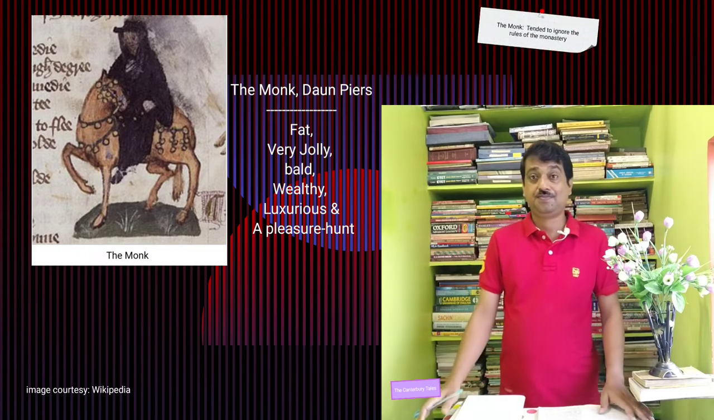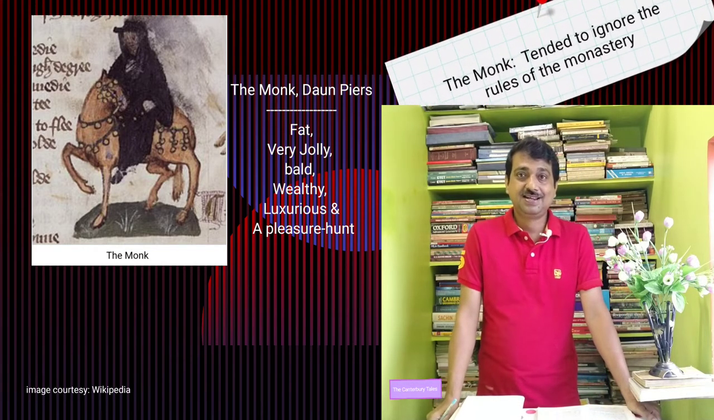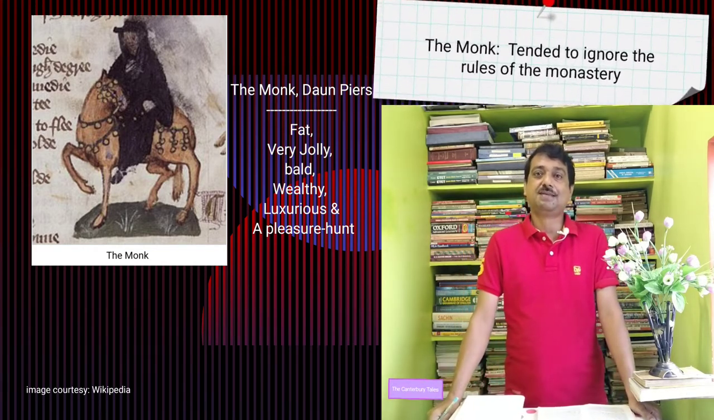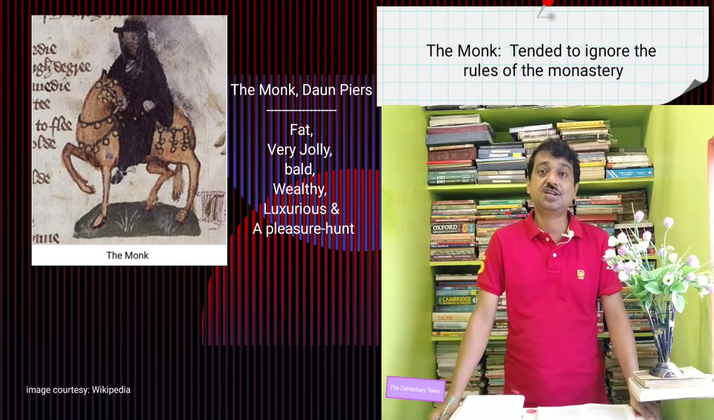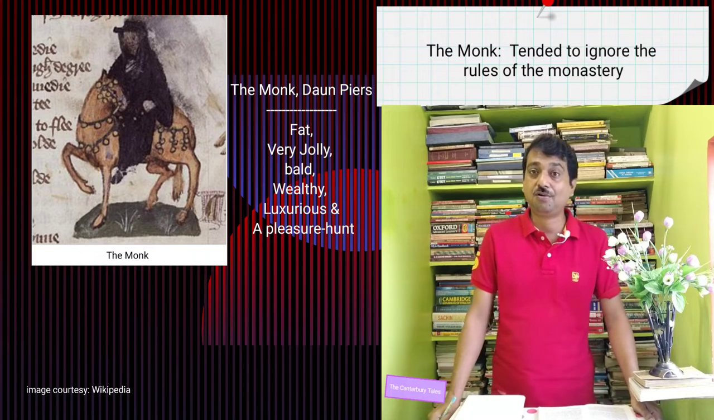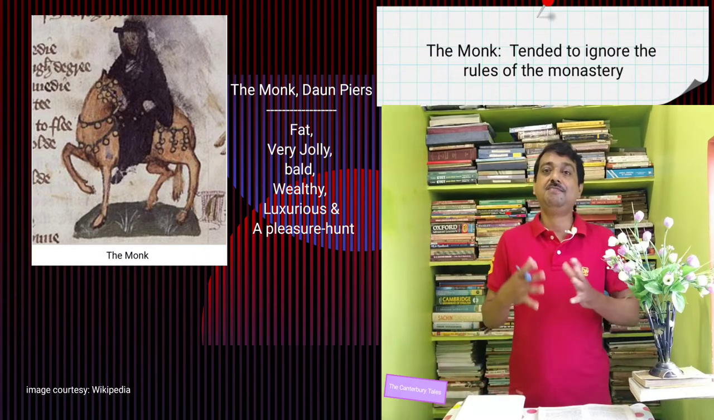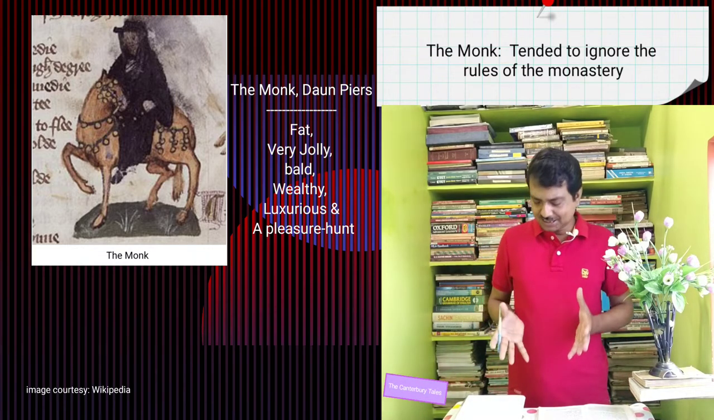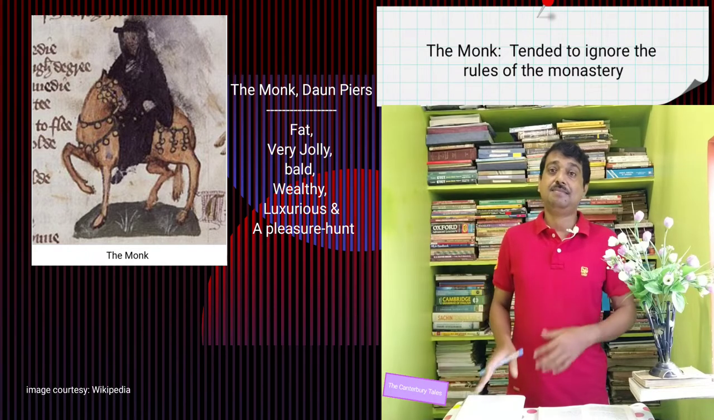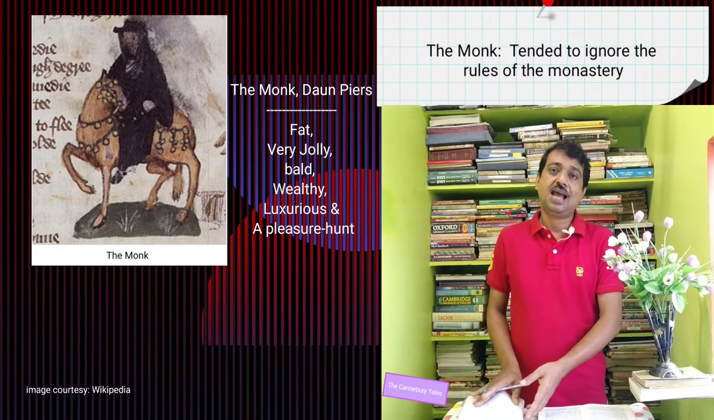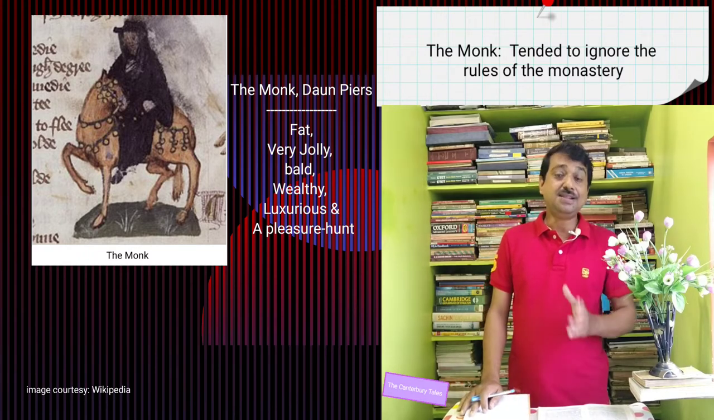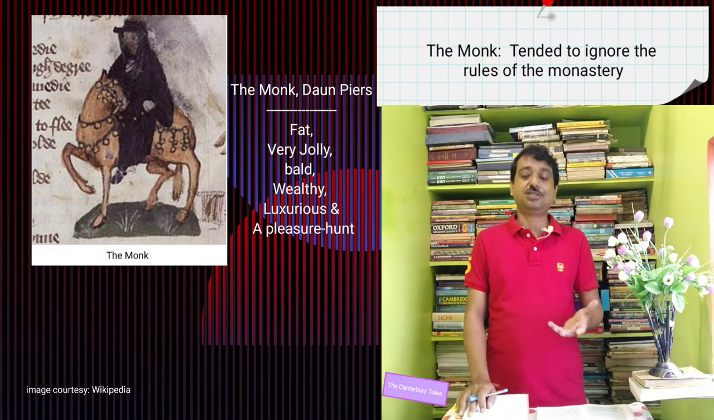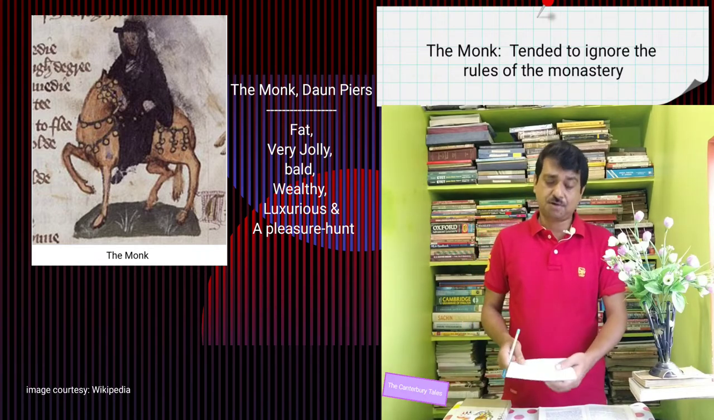The monk, a town pirate, dressed in fine clothes, some even trimmed in fur, loved hunting and fine foods. He had several good hunting dogs that he was very proud of. He was rather fat, very jolly and bald, and tended to ignore the rules of the monastery. Everything he does is a violation of his monastic vows.